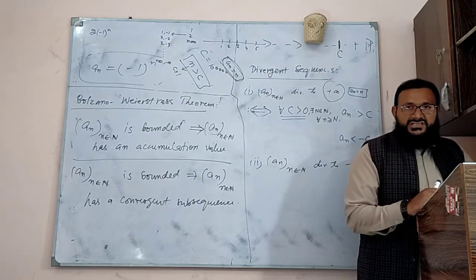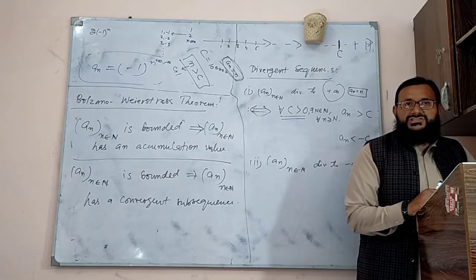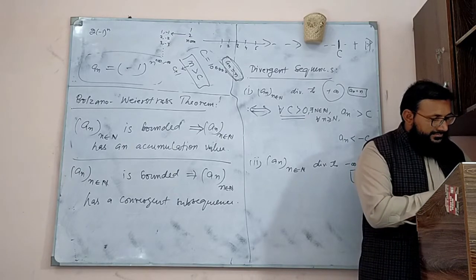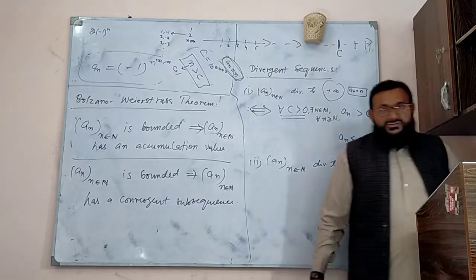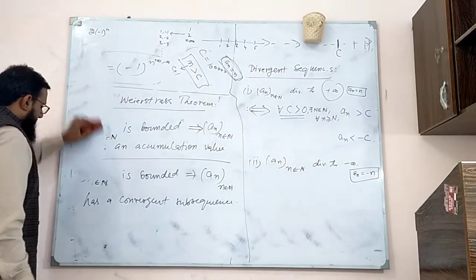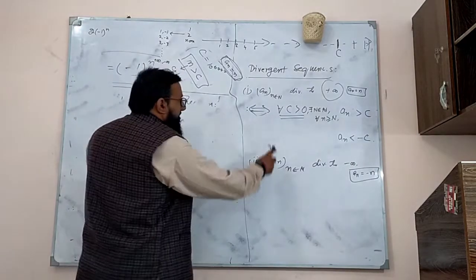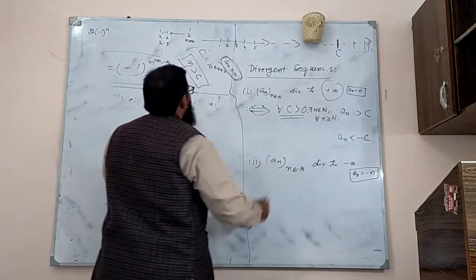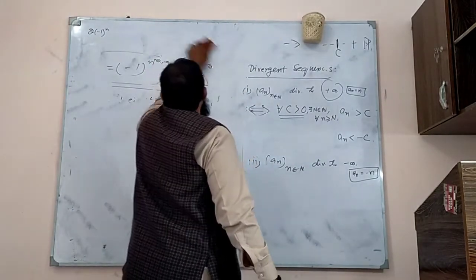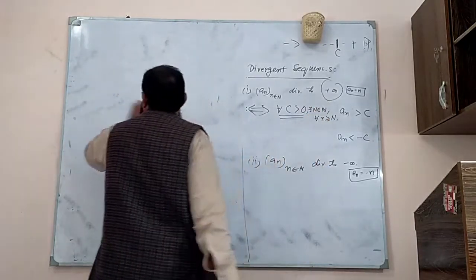We have divergence to plus infinity and divergence to minus infinity. We have discussed both things. If a sequence is not bounded from above, what happens? It diverges to plus infinity.